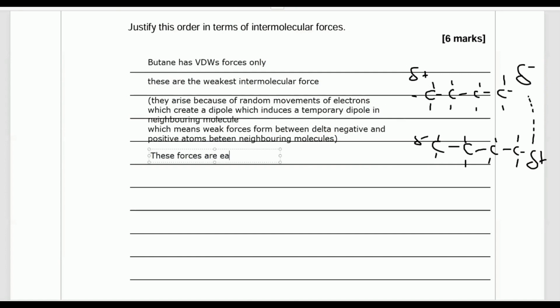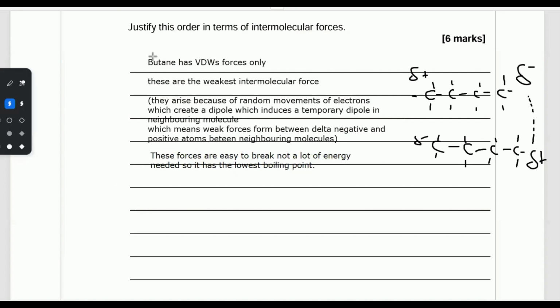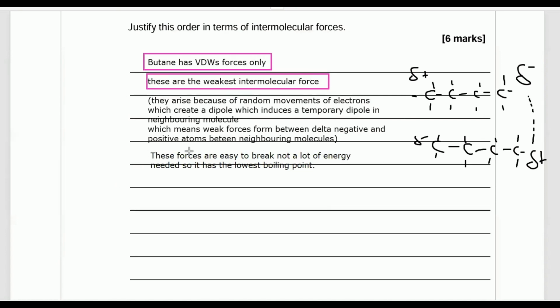So these forces are easy to break, easy to overcome, because van der Waals forces are weak. So this is why it has the lowest boiling point. Technically, we just needed to say butane has only got van der Waals forces, which are the weakest intermolecular force. Therefore, not a lot of energy is needed to break the forces, easy to overcome. Lowest boiling point. You need to say that it's the lowest.